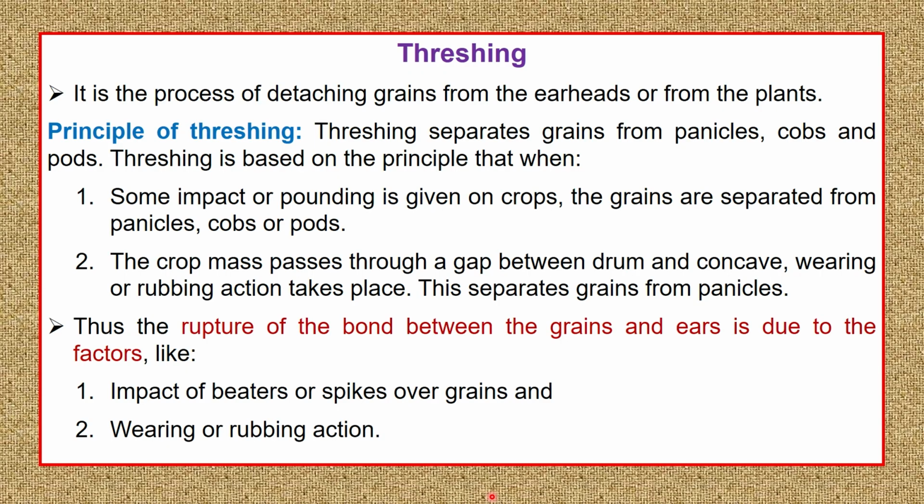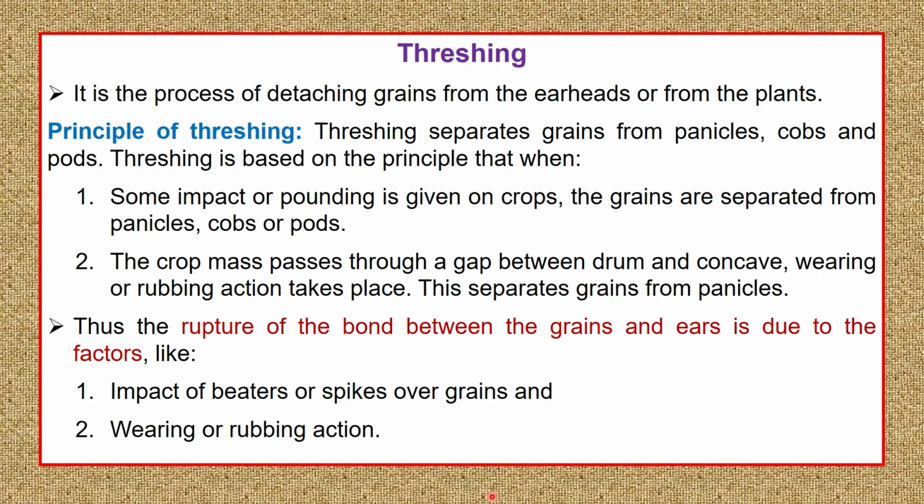So, threshing is the process of detaching the grains from the ear head or from the plant. Whenever we are removing the plant seeds or grain from the crop panicle, the crop's ear head, the crop's cob, or its parts, that operation is called threshing.